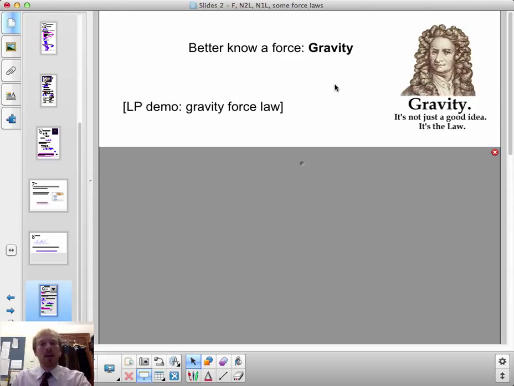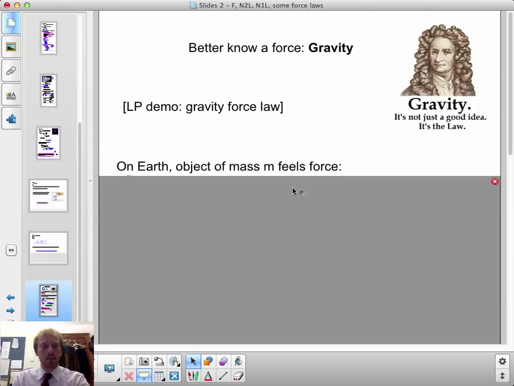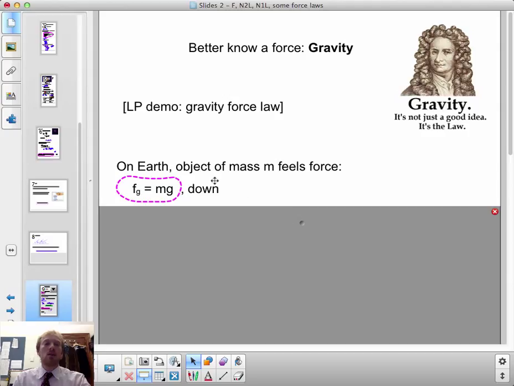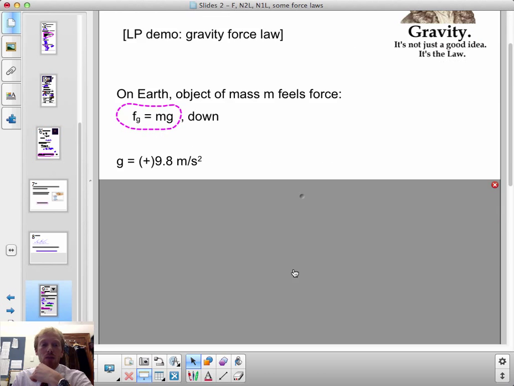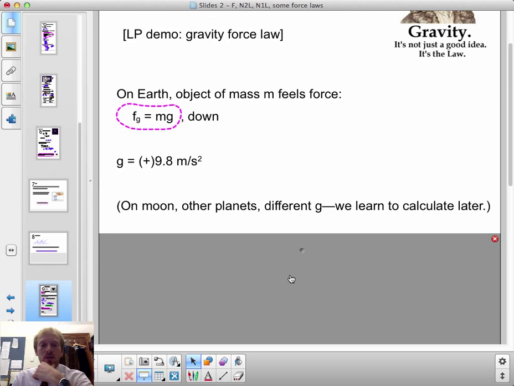One last topic, and that is the force law for gravitational force. And when we meet next, I'll do a little demo for you in Logger Pro to verify this. But actually, I think you know enough physics to know what I'm about to say anyway. On Earth, an object that has a mass m experiences a gravitational force down towards the center of the Earth, and that gravitational force has a magnitude mg, where m is the object's mass, and g is our old friend 9.8 meters per second squared, or 10 meters per second squared.